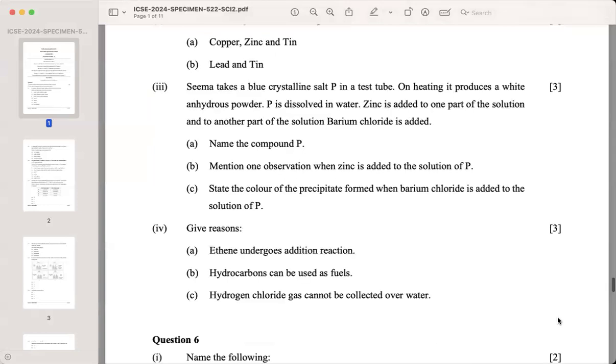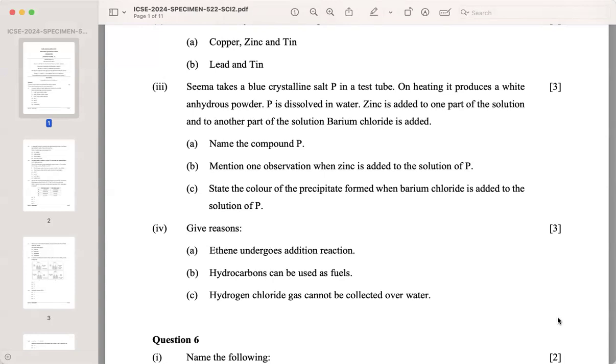Third part, Seema takes a blue crystalline salt P in a test tube. On heating it, it produces a white anhydrous powder. P is dissolved in water. Zinc is added to one part of the solution, and to another part of the solution, barium chloride is added. Name the compound P. So in this, the compound P will be hydrated copper sulfate. B, mention one observation when zinc is added to the solution of P. Blue color of solution disappears after some time. C, state the color of the precipitate formed when barium chloride is added to the solution of P. It will be a white precipitate.